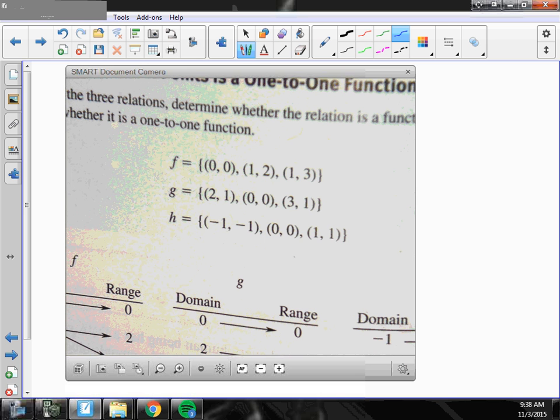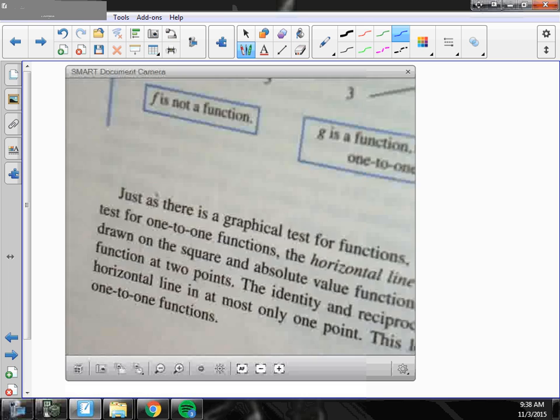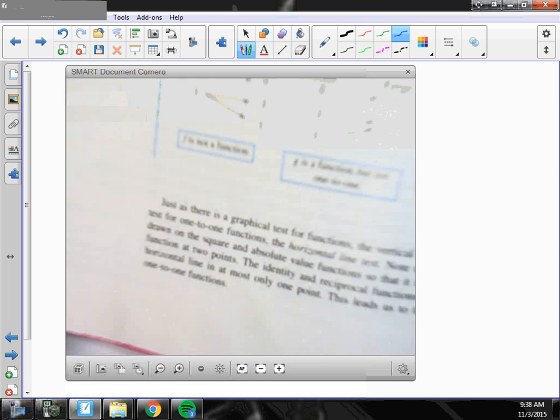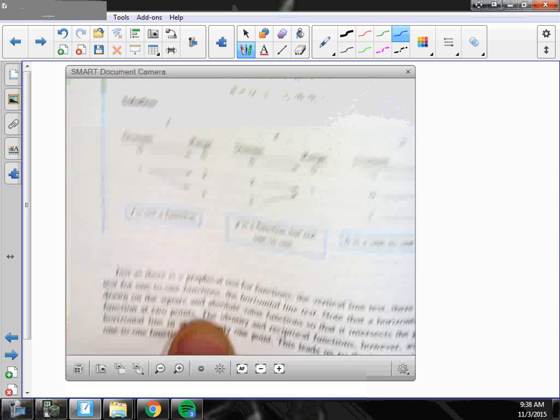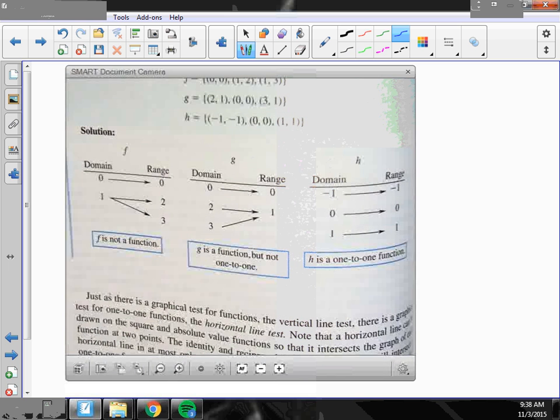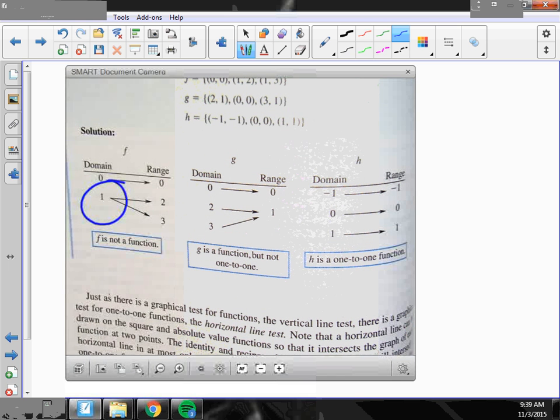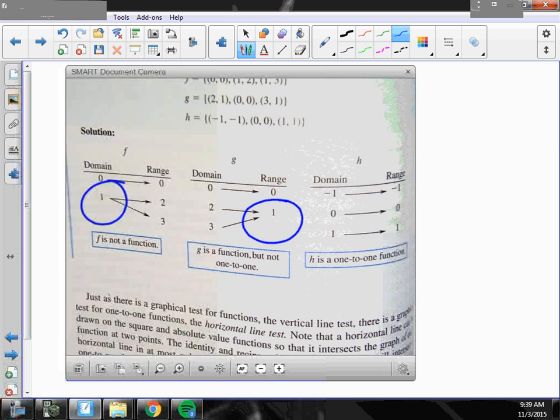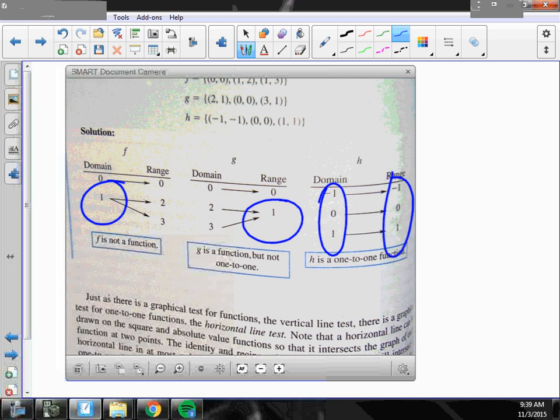And then h, is h a function? Yes, we have three different domains. Is h one-to-one? Yes, it has three different ranges, and you see an example of those right here. So f is not a function because of that. G is not one-to-one because of that. But h is a function and one-to-one.